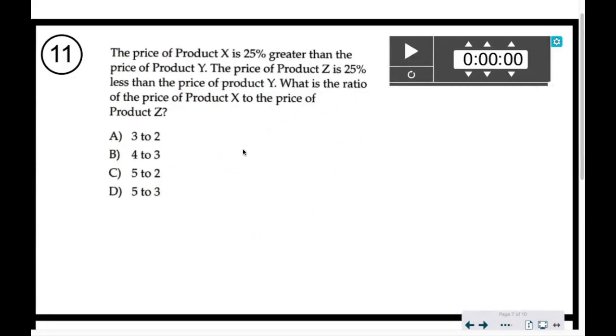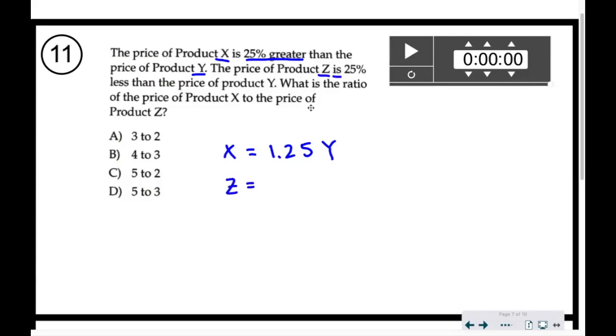Okay. So here's how I'm going to do this one. Based off the concepts that we were talking about earlier, I'm going to just turn each sentence here into an equation. So the price of X is 25% greater than Y. Well, 25% greater: doing nothing is 100%, increasing by 25% is 125%, and in decimal form, that's 1.25. So you get X = 1.25Y.